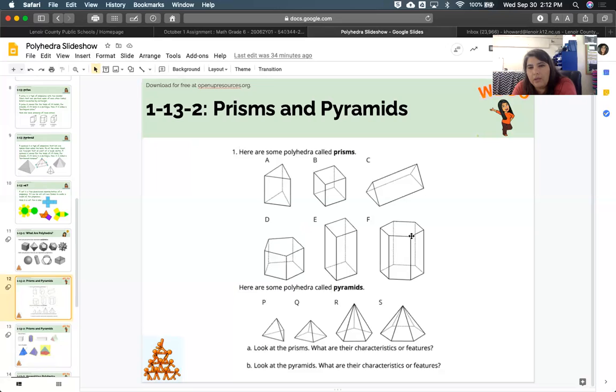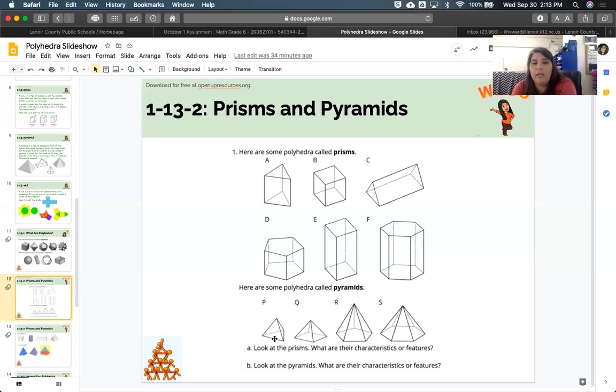Letter F looks like a hexagonal prism because the bases are hexagons, and they're connected by rectangles. P through S are all pyramids. All of the pyramids have a base, but the base is connected to a vertex by triangular faces.